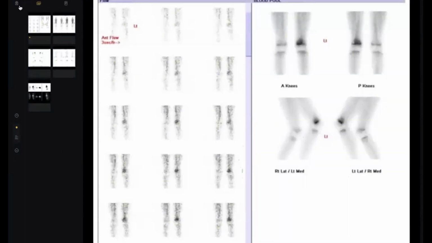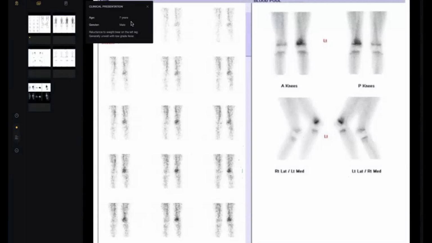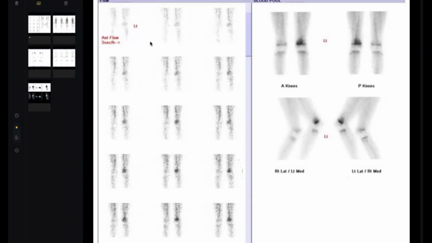I think this is the next case. A 7-year-old male patient presented with left leg pain. Go on. I am presented with the static images of a bone scan for a 7-year-old patient presenting with left knee pain. In the blood pool phase, I can appreciate focal increased tracer uptake involving the medial aspect of the distal femoral condyle.